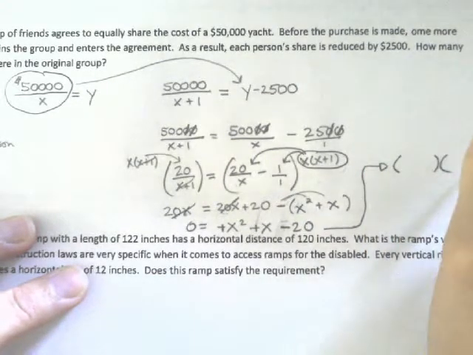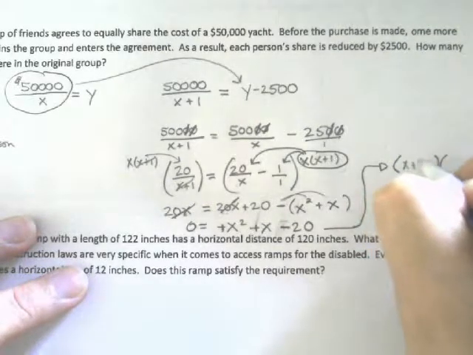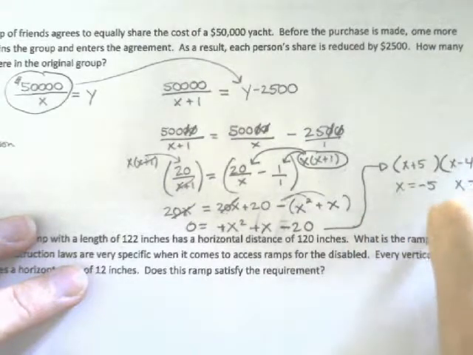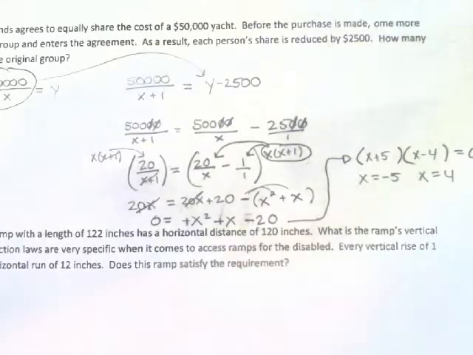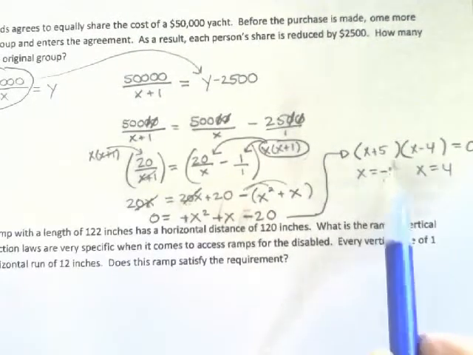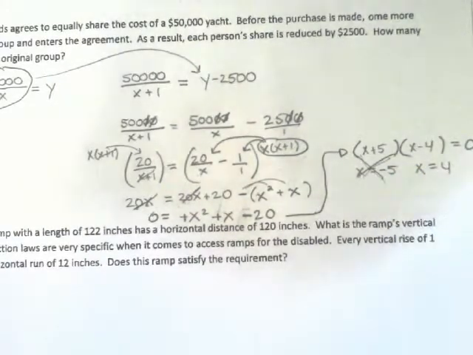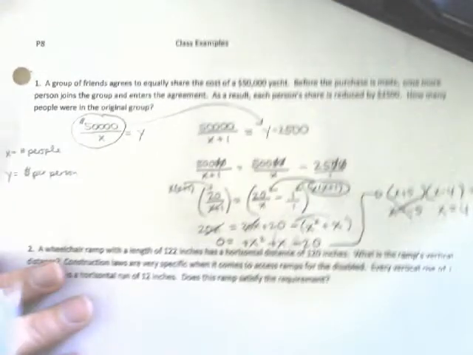Who can tell me the factors? Very good. X plus 5, x minus 4. So x equals negative 5, x equals 4. X stood for what again? People. Number of people. So the negative 5 people doesn't make any sense, so we're going to reject that. And x is 4. So how many people were originally in the group?